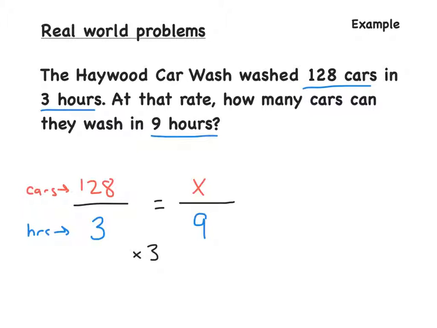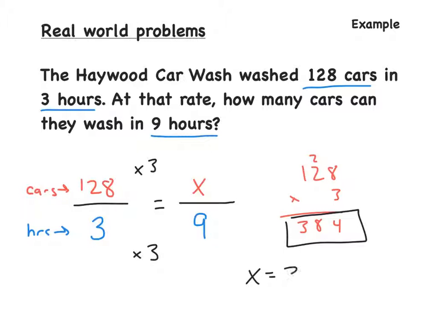So if I multiply by 3 on the bottom, in the numerator I also have to multiply by 3. So now I have to do 128 times 3 to find x. If we do 128 times 3, we get 384. They can do 384 cars. So x is equal to 384 cars.